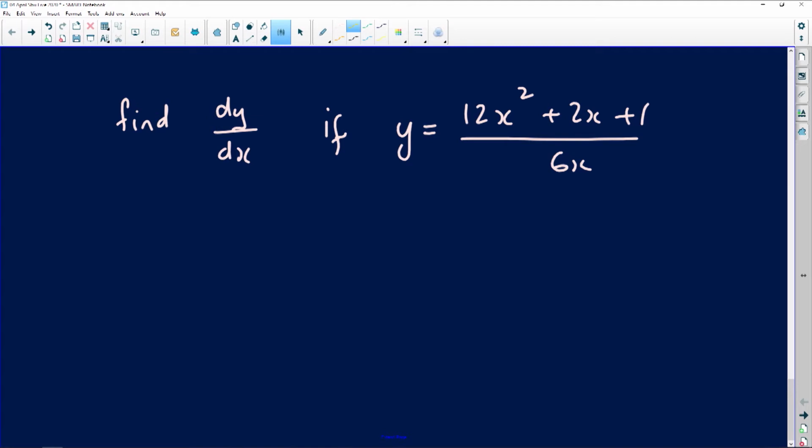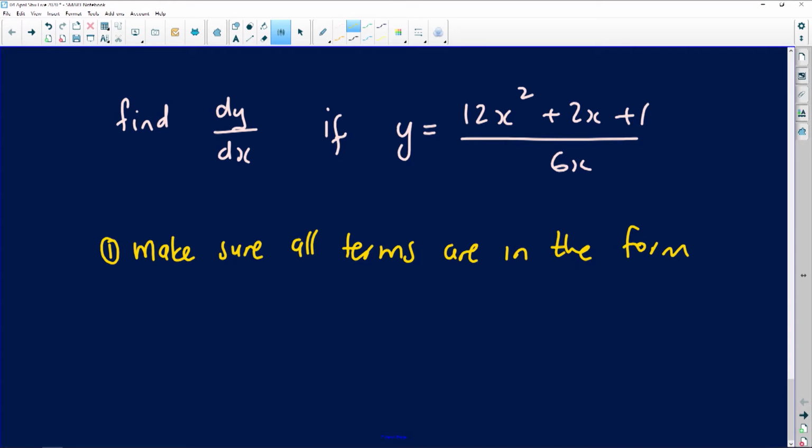Now, in order to find the derivative of y with respect to x, I'm first of all going to do two things. One, make sure all terms are in a very beautiful form: coefficient, base, exponent. There must be a coefficient, times the base, and an exponent. They all need to take the form a x to the power of some exponent. If they don't look like this, then you can't find the derivative. That's the first thing you need to do.